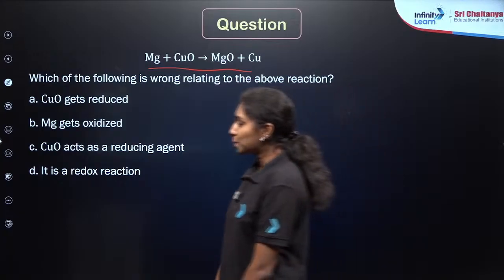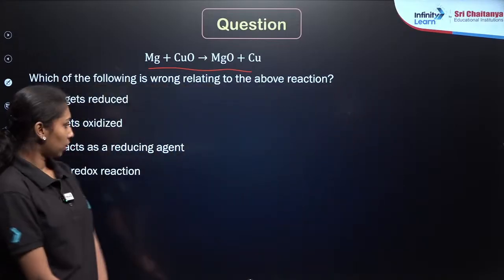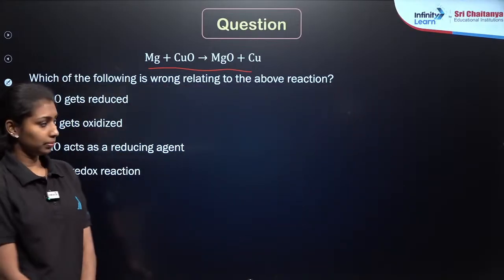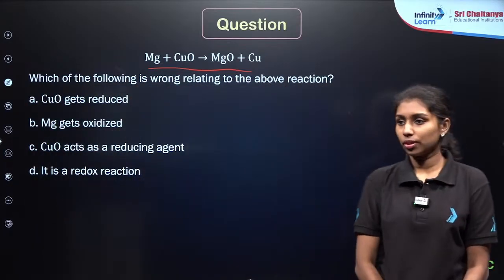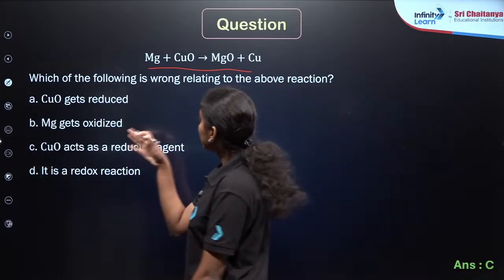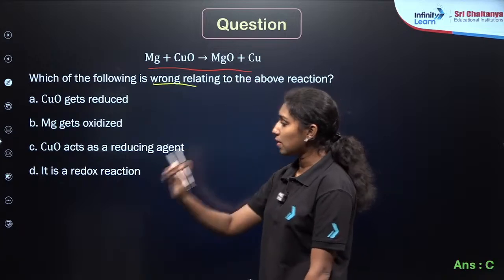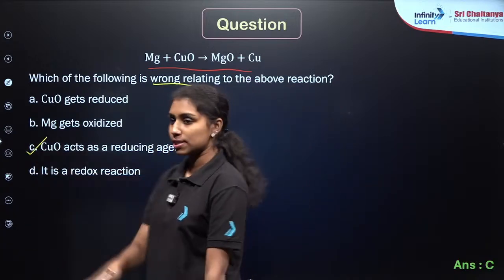Okay, Arushi is saying option C will be the correct answer. All are correct. Option C is the correct answer. We need to find out the wrong statement, right? We need to find out the wrong statement. So this will be the wrong statement. Let us check once again.